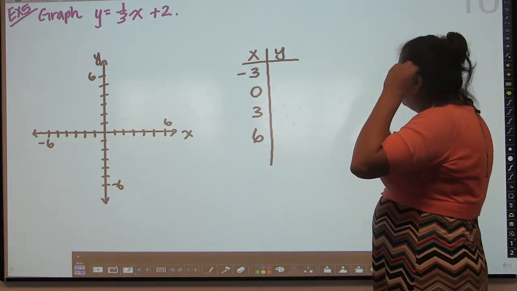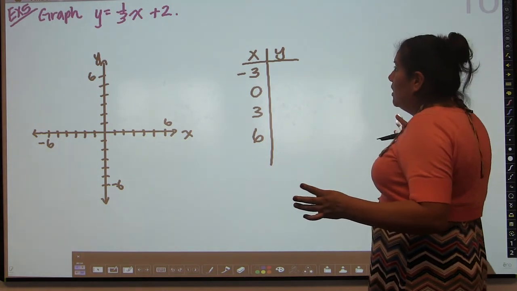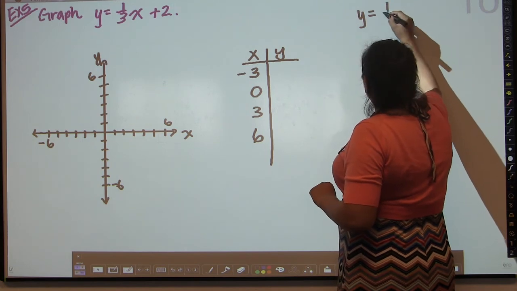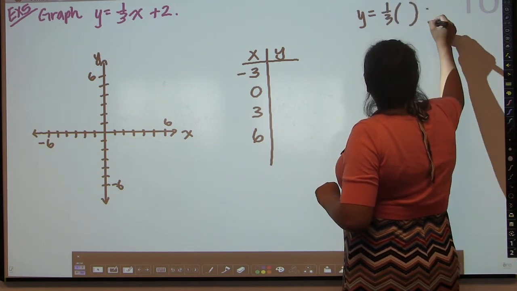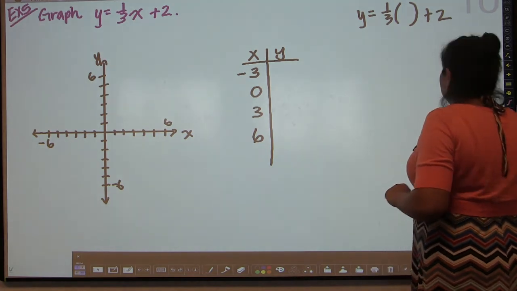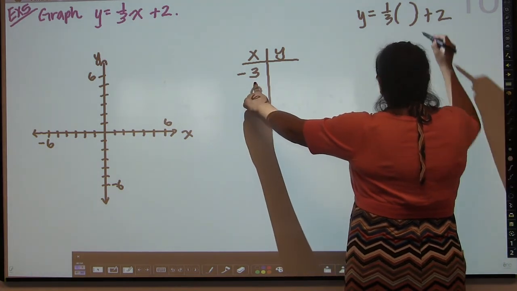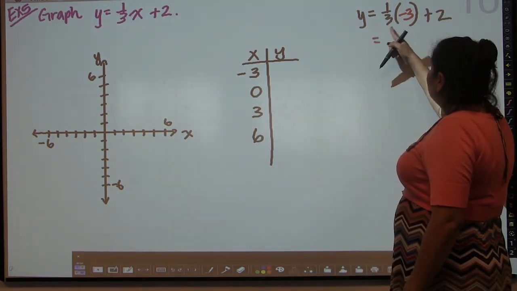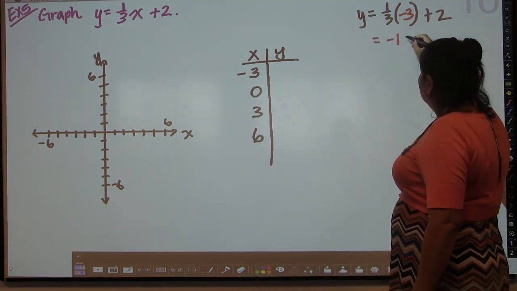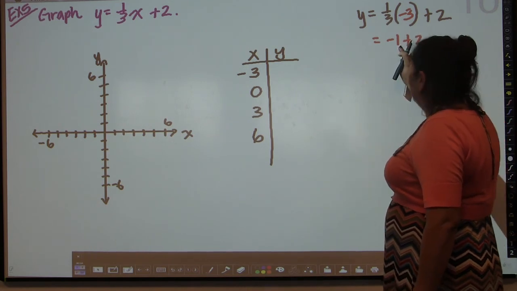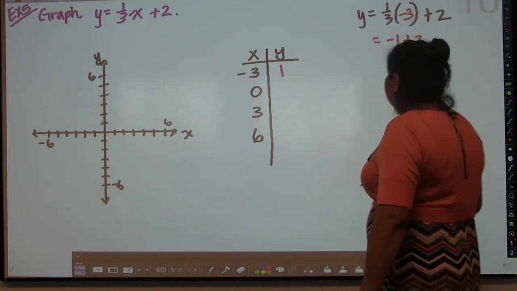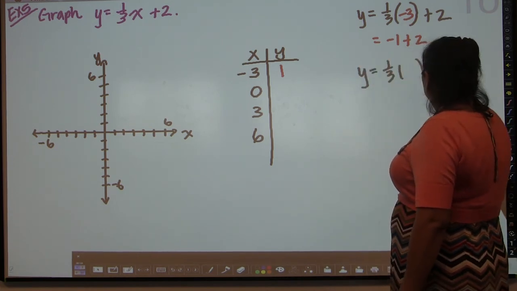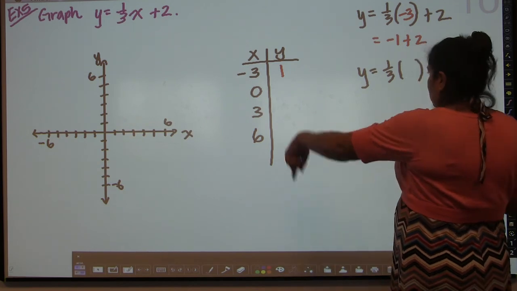Now, how do I get the y value? You can't just pick the y value. You have to plug it back in. So y is going to equal 1/3 times x plus 2. Since I chose x to be -3, I'm going to replace x with -3 here, and then I'm going to get an answer. 1/3 times -3 is -1, and then plus 2, 2 minus 1 is 1. So the y value is 1. I do this several times, as many times as I have points. So I do it 4 times.